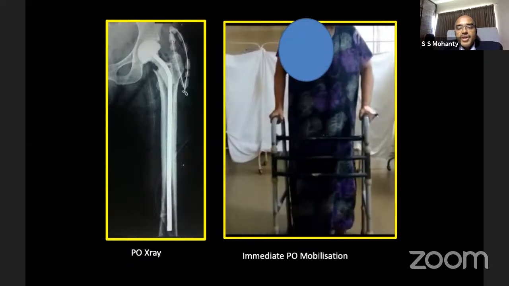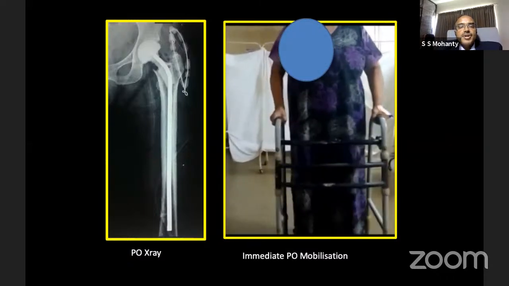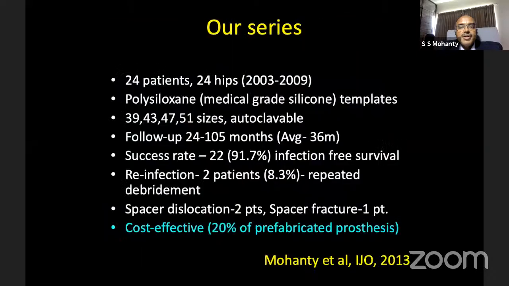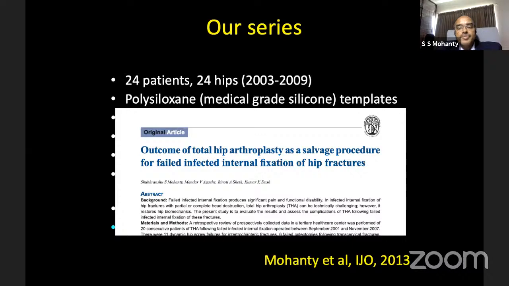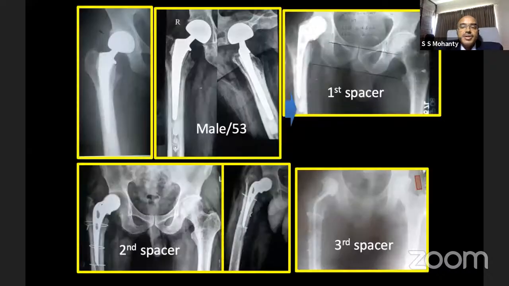So the patient can be mobilized immediately with some kind of support, which provides good stability and a good sense of well-being for the patient. We published this in the Indian Journal of Orthopaedics in 2013, showing a good outcome with these templates. This is a 52-year-old male.